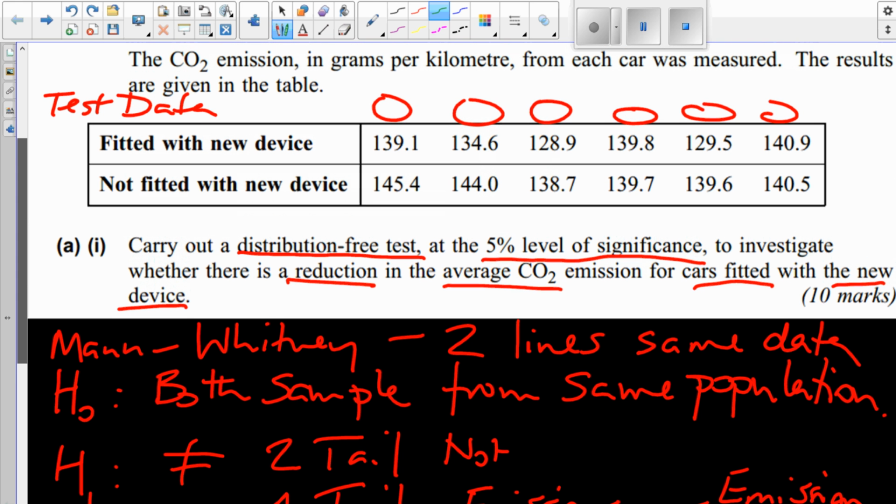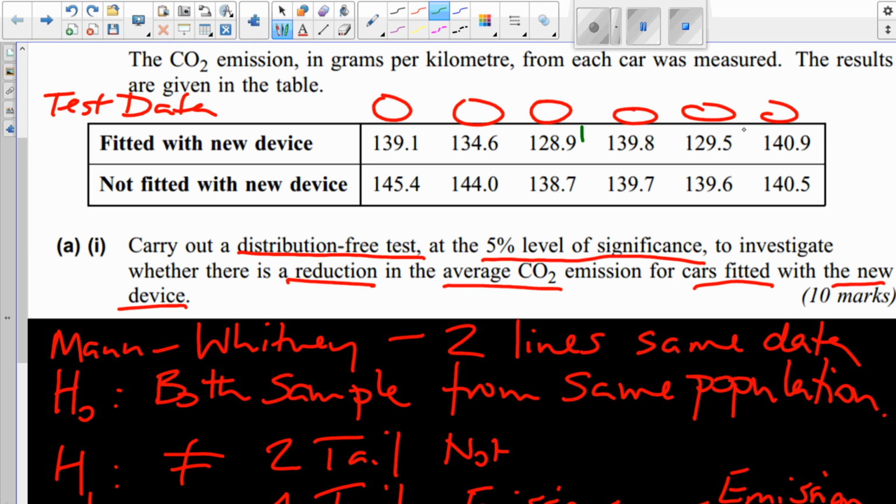We could check it. So as they're from the same distribution, we're going to go through and rank all of the data in one ranking. It doesn't matter if it's in the first one or the second, they're treating them as all being in the same distribution. So let's start by looking for the lowest value in this distribution. The lowest value, which we're going to give the first ranking to, is 128.9. So that's going to be number 1.